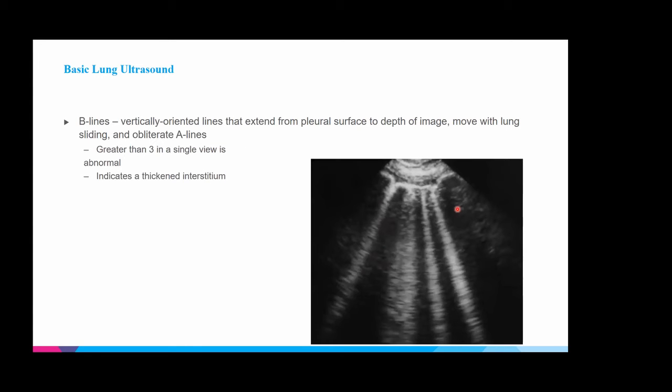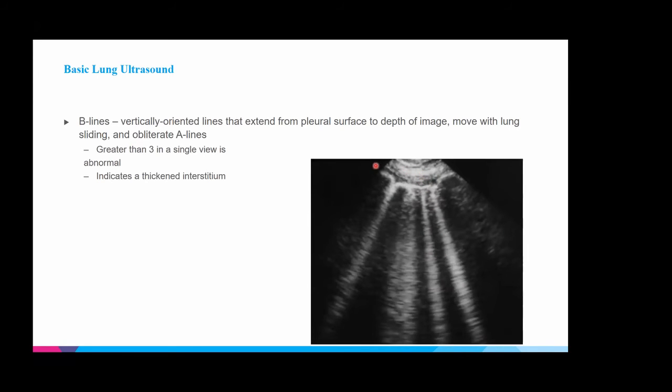So as opposed to A-lines, B-lines are vertically oriented lines that extend from the pleural surface, up here, and they go all the way to the depth of the image. So if your image is 10 centimeters, or your image is 20 centimeters, this bright white line will go all the way down. So if you're trying to visualize B-lines and you see something white, linear, vertical, going all the way down, those are B-lines.